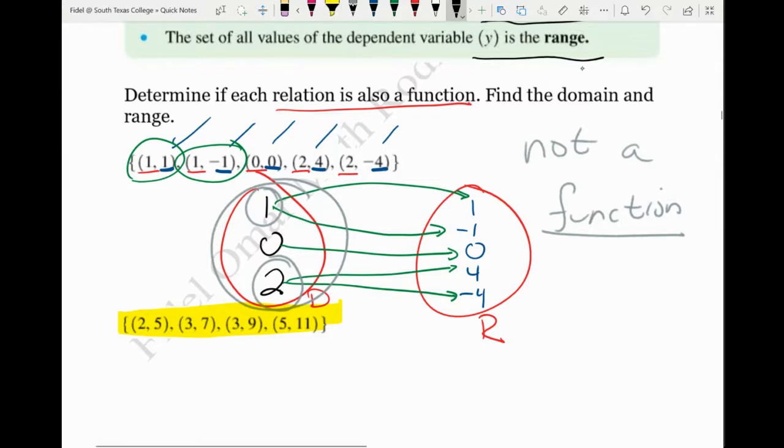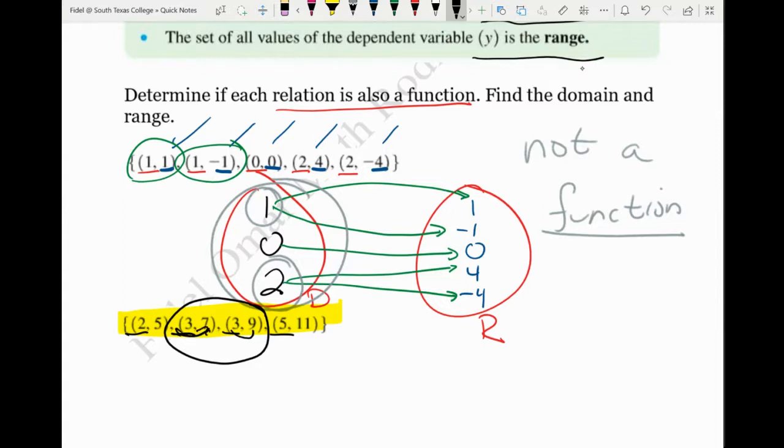So when I look at the first numbers in my points, do any of those numbers repeat? Yeah. The one that repeats is 3. And not only does it repeat, but the y values are different. If the y values were the same, it really wouldn't matter. But the fact that the y values are different tells me that 3 is hooking up with 7, and then 3 also hooks up with 9, right?